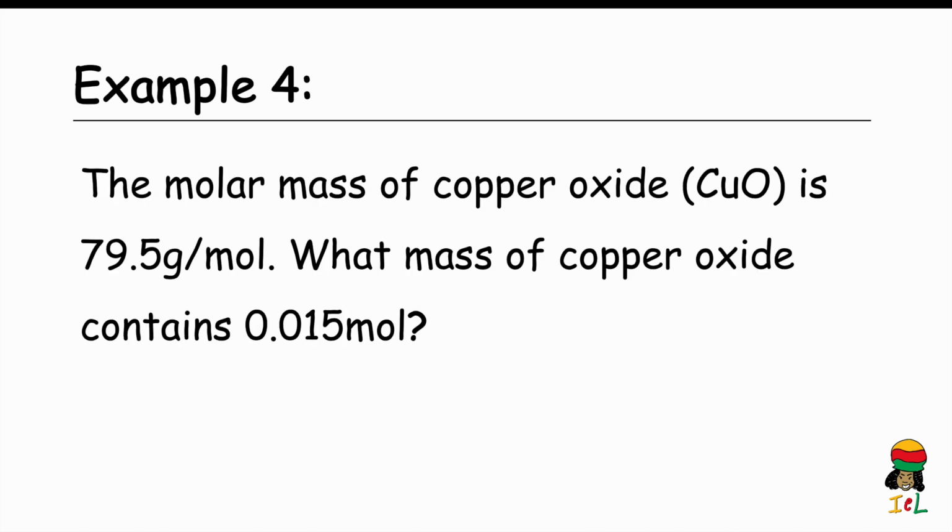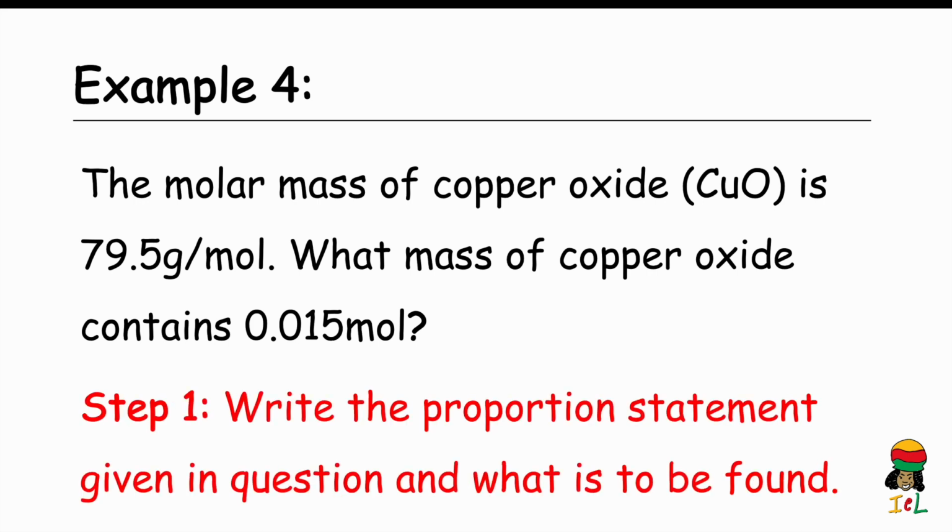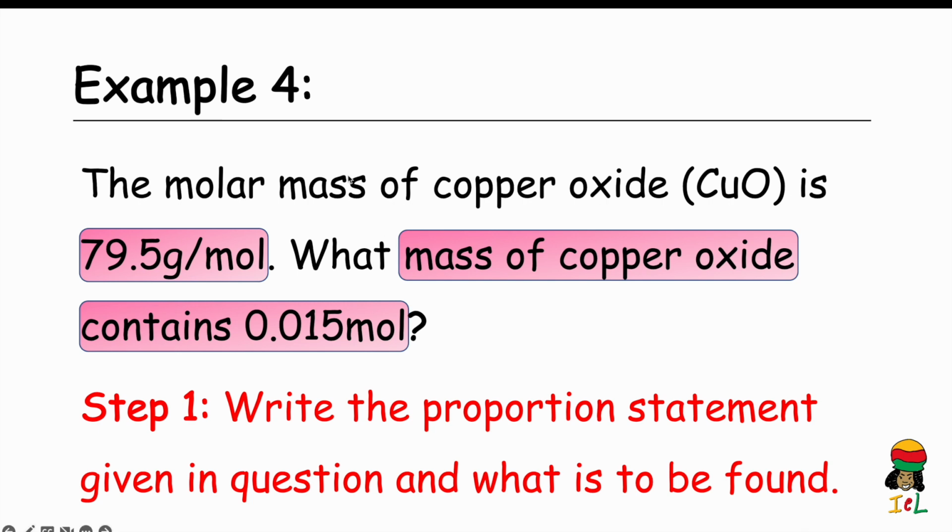Example 4. The molar mass of copper oxide, CuO, is 79.5 grams per mole. What mass of copper oxide contains 0.015 mole? Starting with step 1, we're going to write the proportion statements given in the question and identify what is to be found. So our first statement is actually the molar mass of copper oxide, because it's telling us that 1 mole of copper oxide has a mass of 79.5 grams. The second statement involves the unknown mass of copper oxide that contains 0.015 mole.